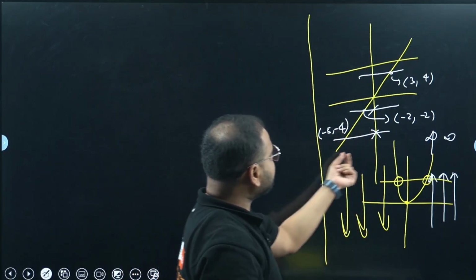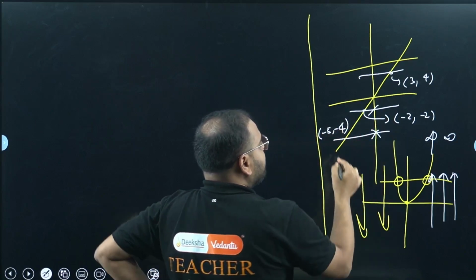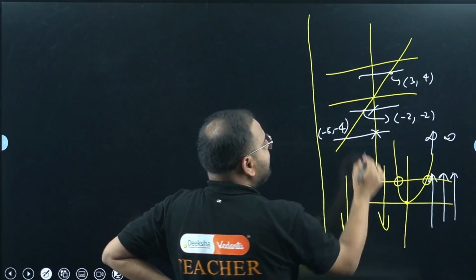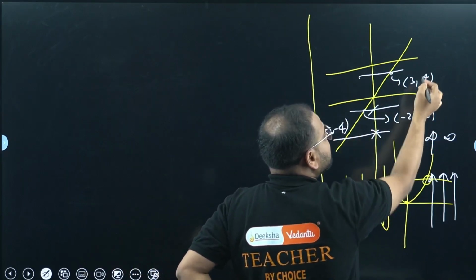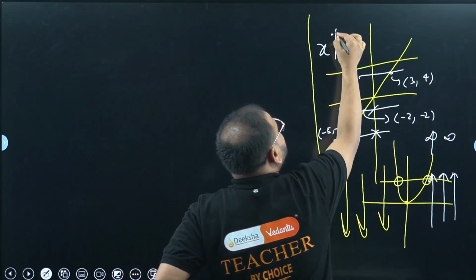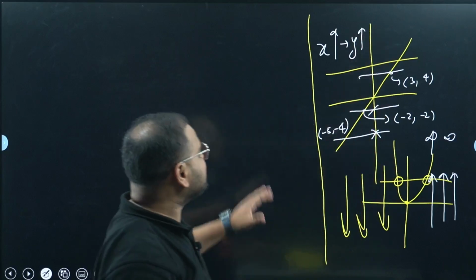If I'm moving from minus 5 to minus 2, from here to here, what is happening? My y value is increasing, minus 4 to minus 2. Same way, I'm going from minus 2 to 3, again x is increasing. What happened to the y value? Minus 2 to 4. Y is increasing, which means as I increase the value of x, y is also increasing. There's no dual nature. Single nature means increasing function.